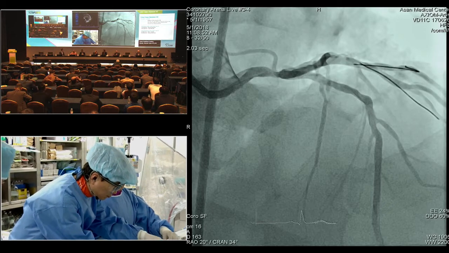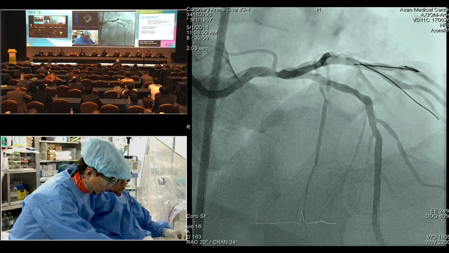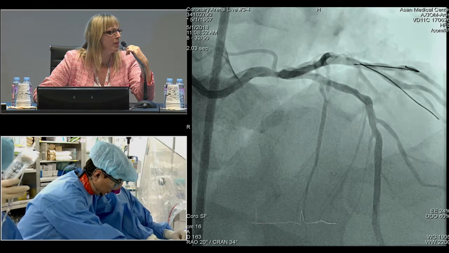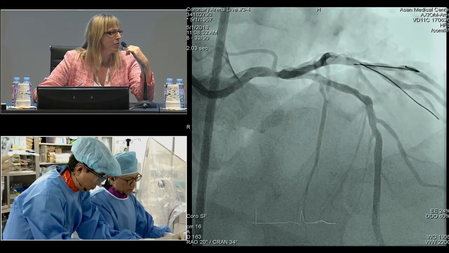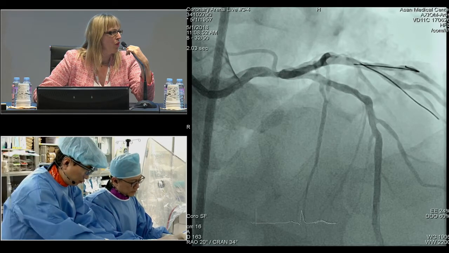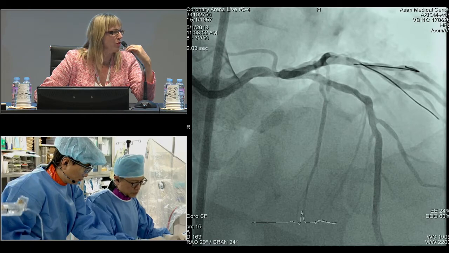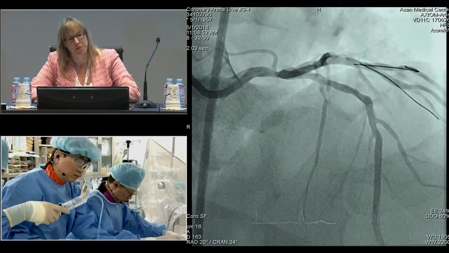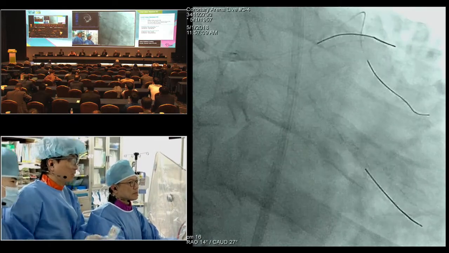Another option could be to have a look at the longitudinal IVUS view. Some authors suggest that the eyebrow sign, the protrusion of the carina into the vessel, has a predictive value for carina shift and jeopardizing the ostium of the side branch. That's a good point. Okay, cranial? Yeah.